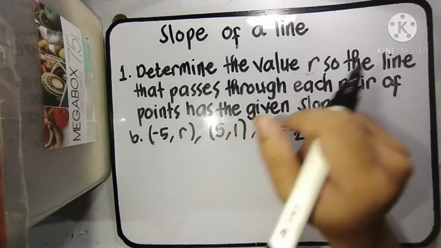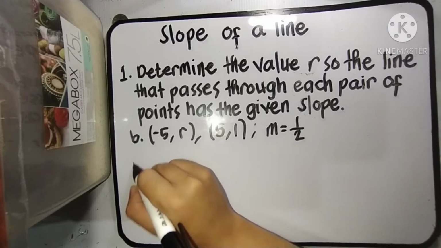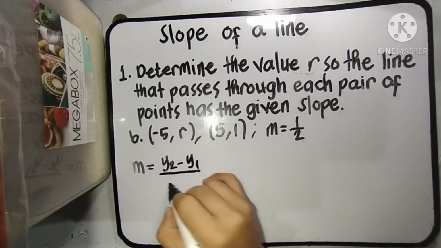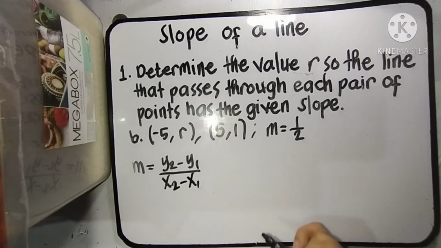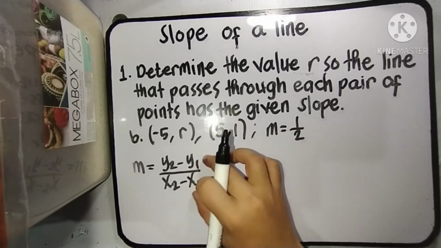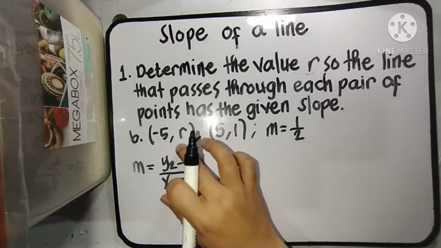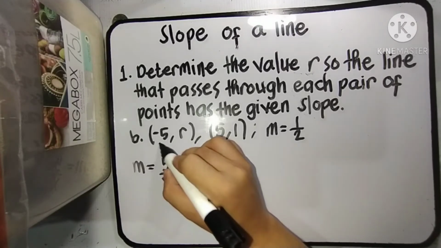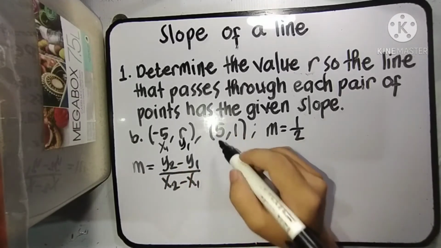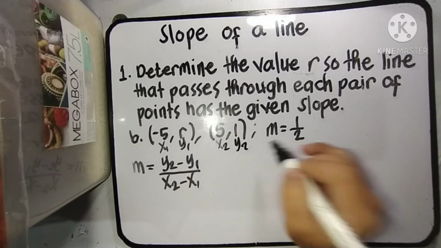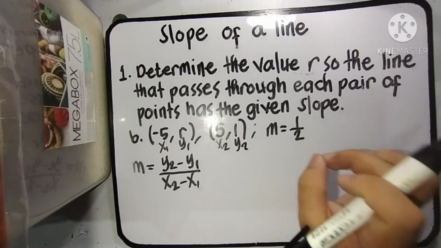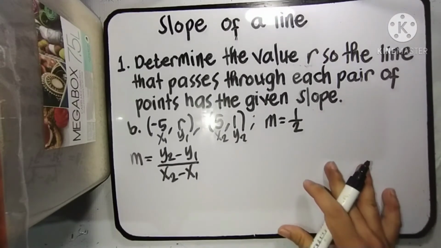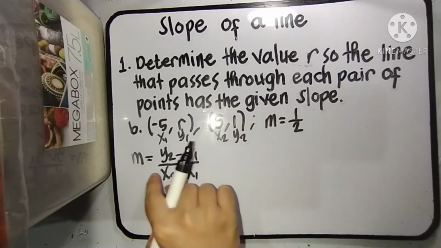Using the formula of the slope, which is given by m is equal to y sub 2 minus y sub 1 over x sub 2 minus x sub 1. Now first, before we can solve, we need to label the given ordered pairs. The first ordered pair is x sub 1 and y sub 1. The second ordered pair is x sub 2 and y sub 2. Since we already have the values of the variables, what we are going to do is direct substitution. Substitute the given values to this formula.